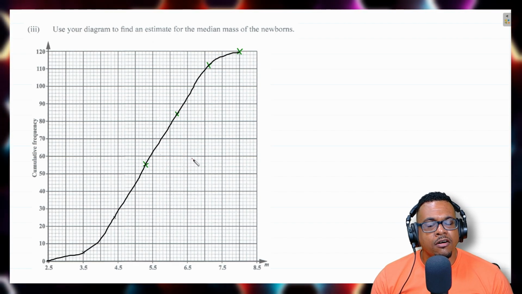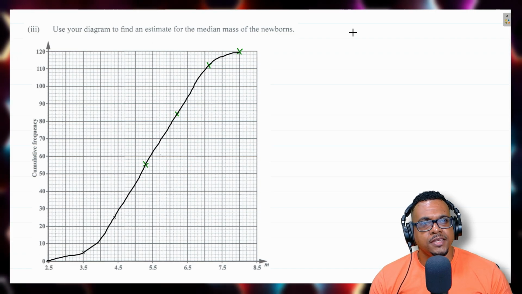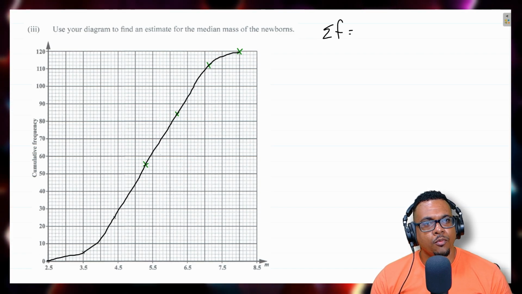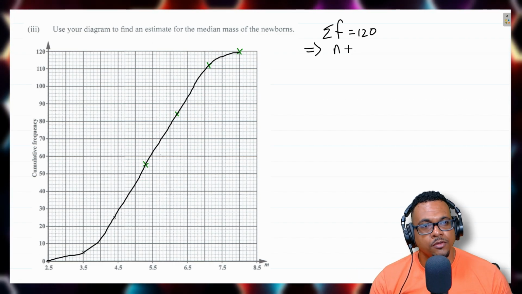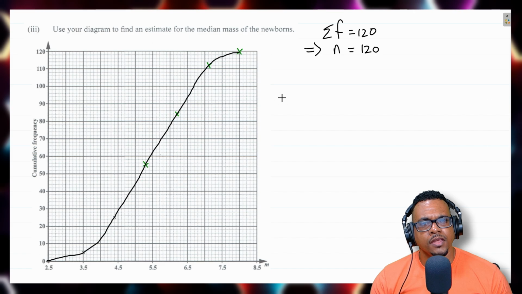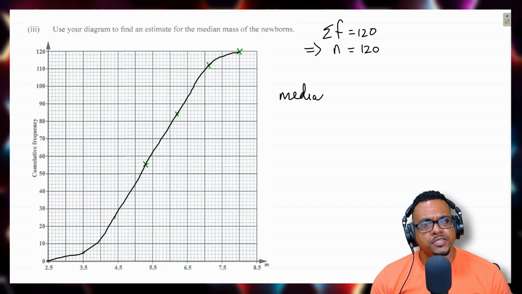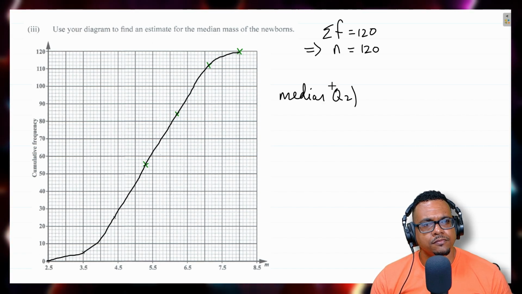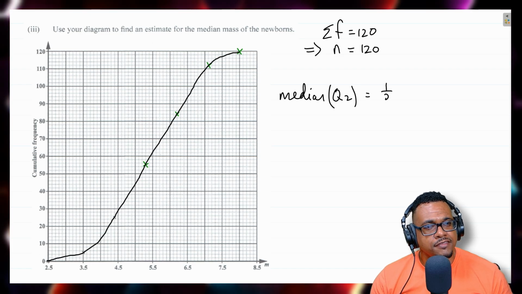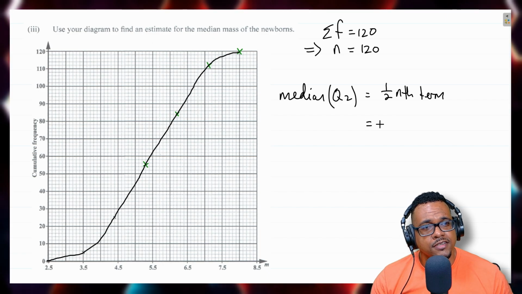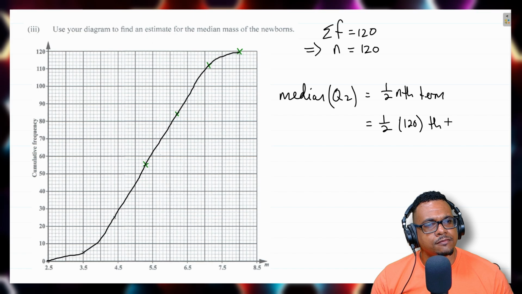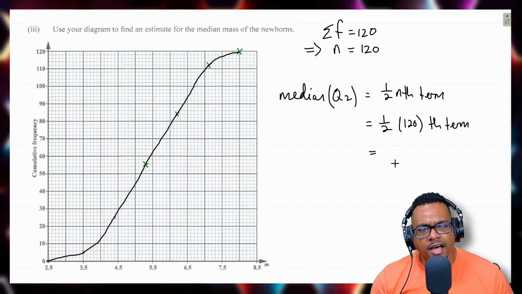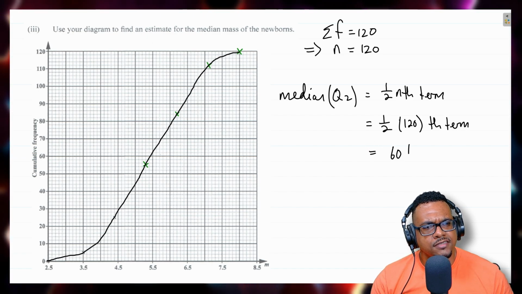Now remember, we have 120 newborns. That means sigma F is 120, which implies that N, for the formula for the median, would be 120. So our median, which is our second quartile, Q2, is equal to a half of the nth term. And we have 120 terms. So that's a half of 120. And a half of 120 is 60, so it's the 60th term.